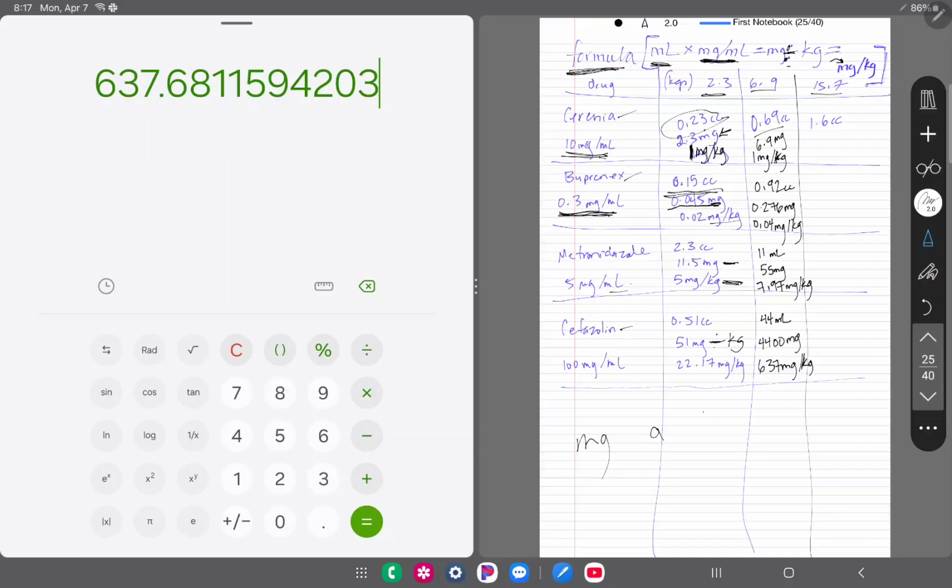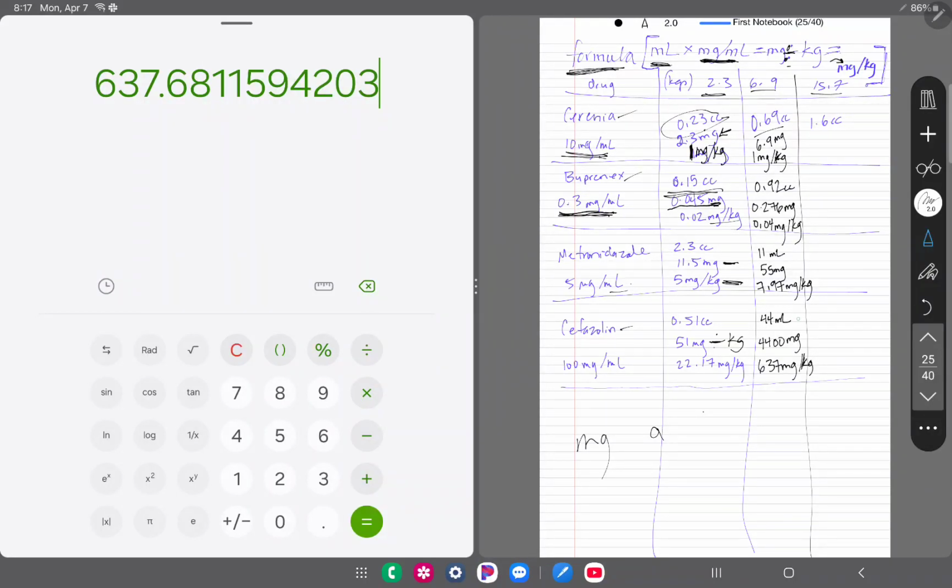That is outrageous. First and foremost, I know you're all screaming at me. I would never give a 7 kg animal 44 mils of anything. No, you wouldn't. I already know you wouldn't. But again, sometimes stuff happens, right?